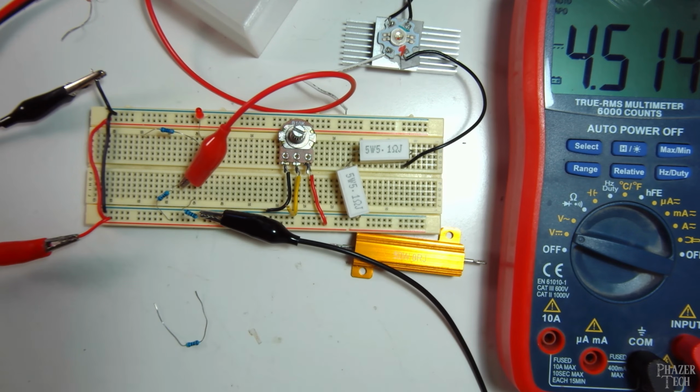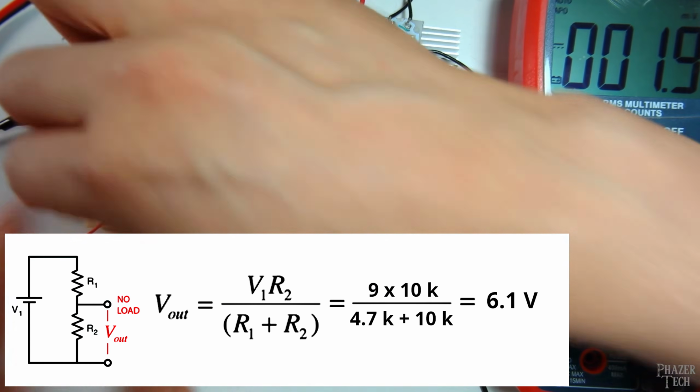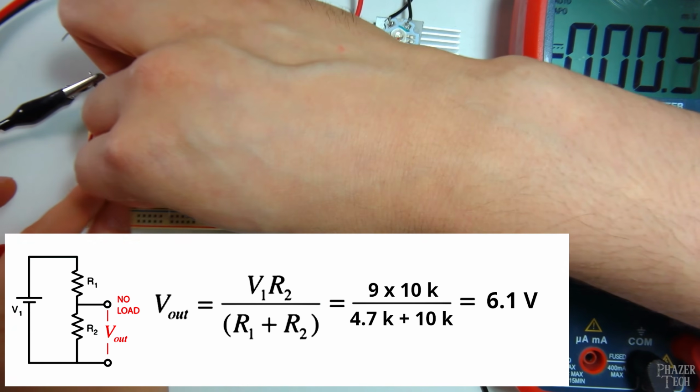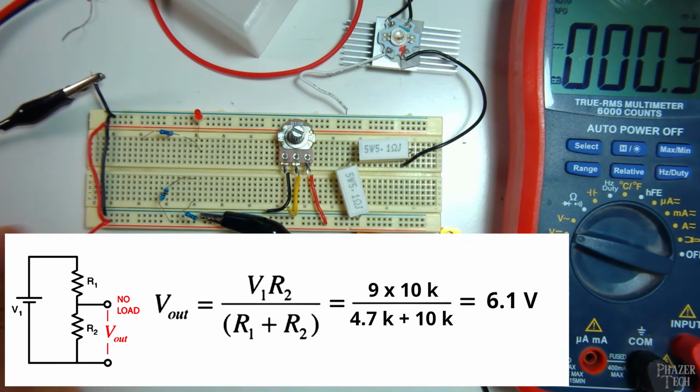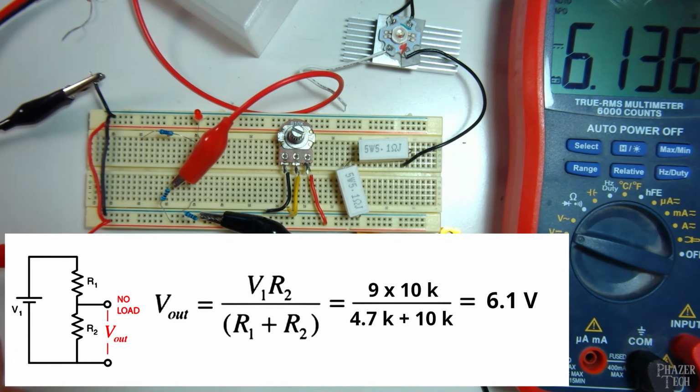But now let's swap R1 with a different value. Let's use 4.7 kilo ohms instead, which is what this resistor is. So plugging this into the equation, we should see a voltage of around 6.1 volts. And yep, that's what we see.